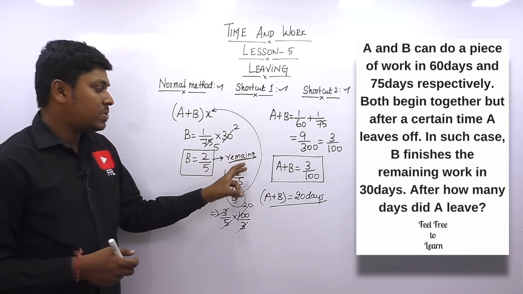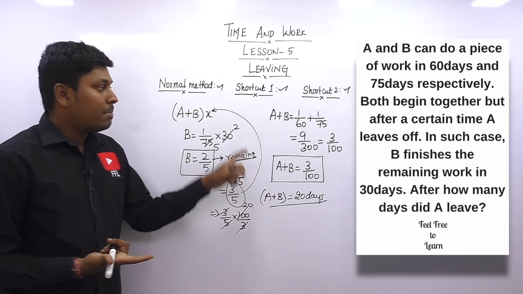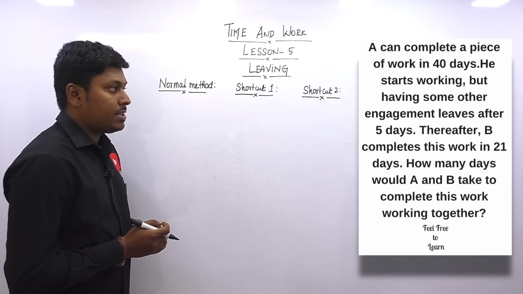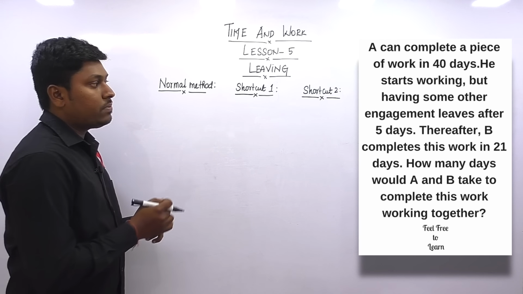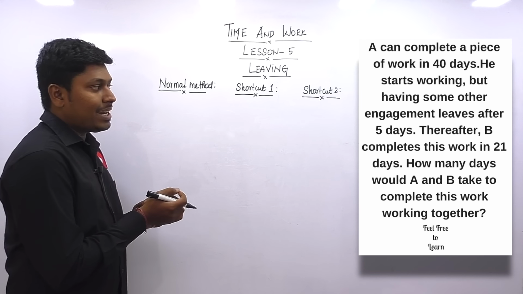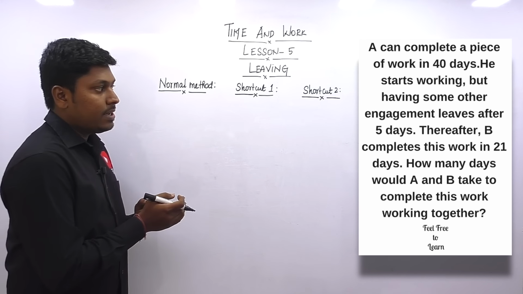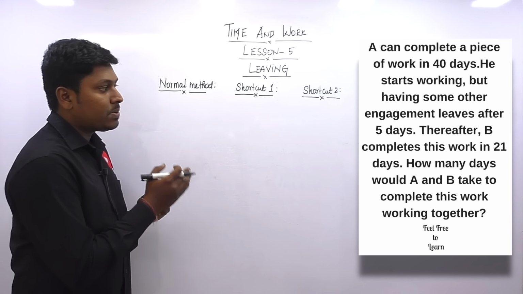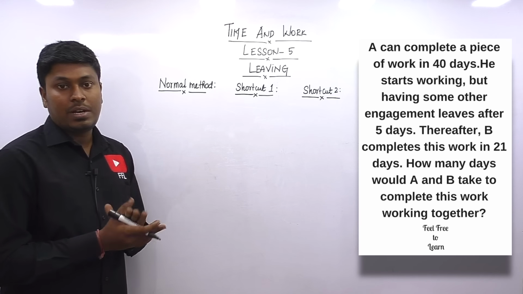If you want, you can solve by this normal method, or otherwise better proceed with shortcut number 1 or shortcut number 2. Last, 5th question. A can complete a piece of work in 40 days. He starts working but, having some other engagement, leaves after 5 days. Thereafter, B completes this work in 21 days. How many days would A and B together take to complete the job?